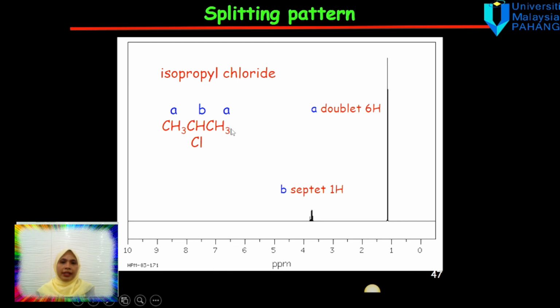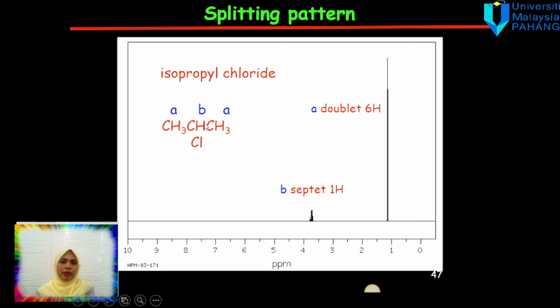Next example here, this is the same environment for the methyl group. It becomes one signal, and this one, the CH3 methane group, is a different signal. This is more downfield because it is directly attached to the chlorine, and this one comes more upfield. Now the splitting pattern of this signal.